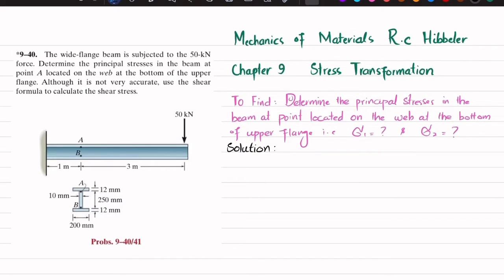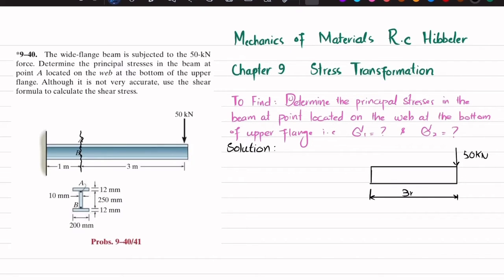So let's start with this solution. So first step is that we first find the state of stress at point A. So for that, if I cut this beam at point A and draw the free body diagram, so this is the beam, clear. This is the point where there is a point load, and that point load is 50 kilonewton. That this length is 3 meter.